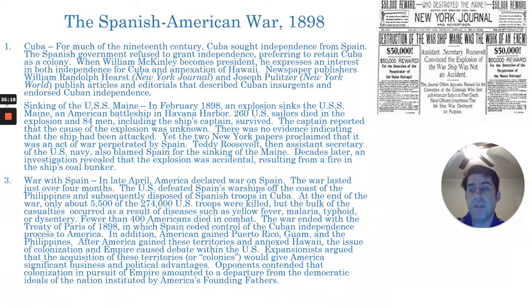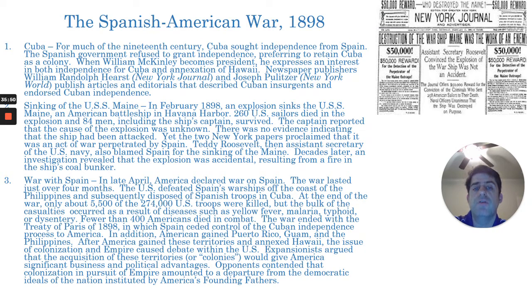The captain, after the explosion occurred, reported that the cause of the explosion was unknown. He could not attribute it as an attack or an act of war from Spain or anybody else. There was no evidence indicating that the ship had been attacked. Yet, these two New York newspapers, the New York Journal and the New York World, both proclaimed that it was an act of war perpetrated by Spain.